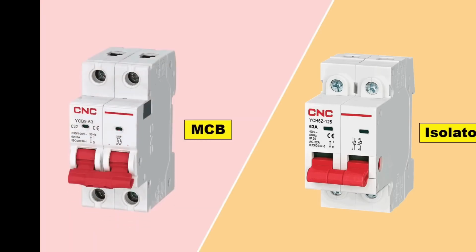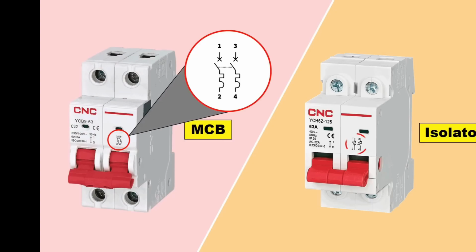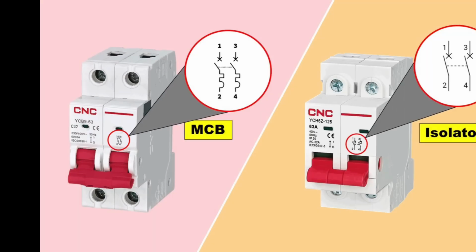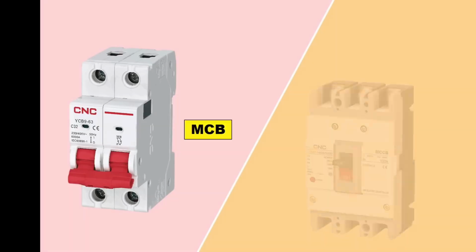then you will not get any kind of protection. You can look on this screen, what is the symbol of MCB and what is the symbol of isolator. So whenever you go to buy a MCB, then look carefully at the symbol on the MCB, whether it is MCB or not. After this, next device is MCCB.